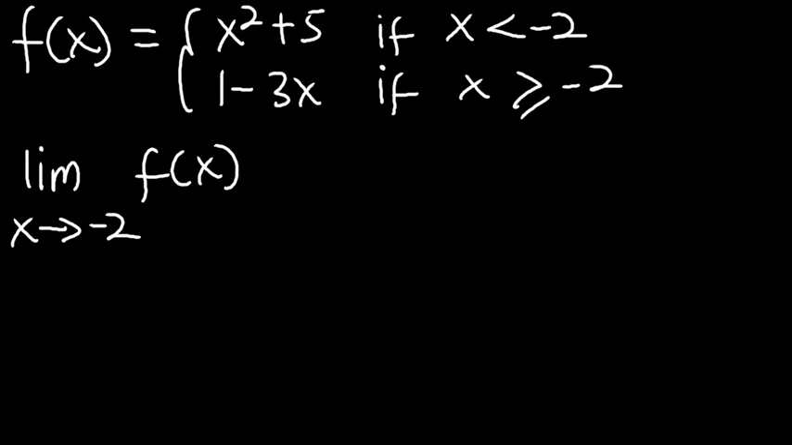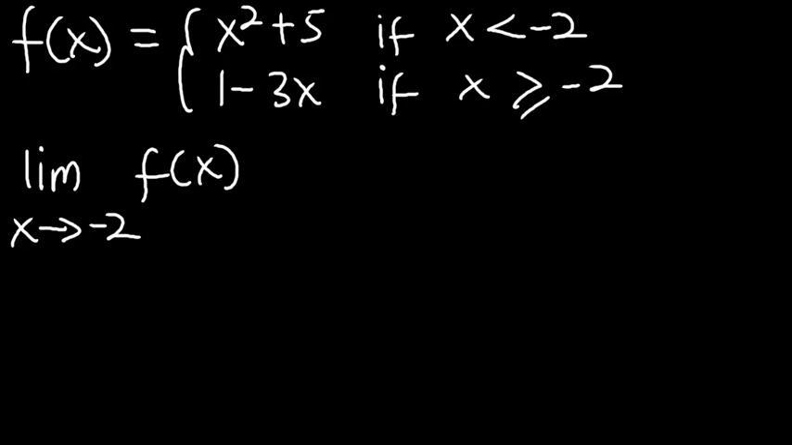In this video, we are going to learn how to compute the limits of piecewise functions. So we have this function f of x, which is equal to x squared plus 5 if x is less than minus 2, and 1 minus 3x if x is greater than or equal to minus 2. We have to find the limit of f of x as x approaches minus 2. Let's look at how we are going to do this.